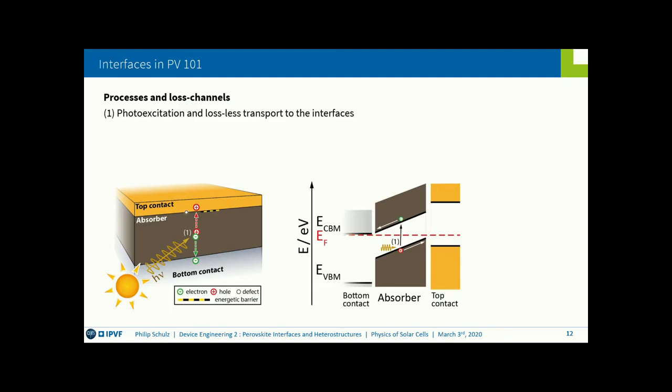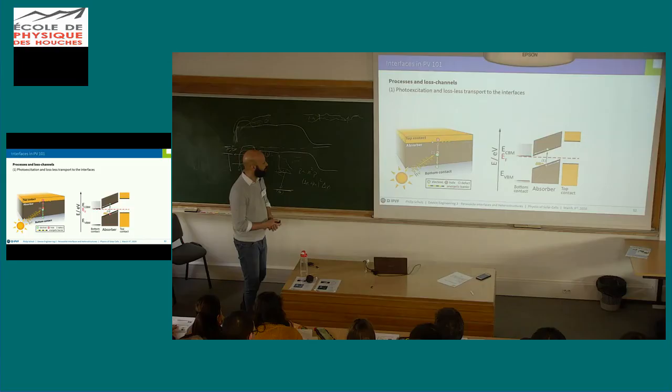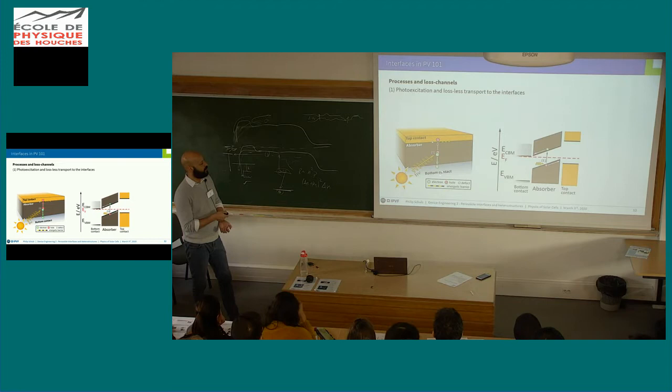Now, we stick with the simplified picture, as I said, and here for this prototypical thin film cell, we start with an absorber and just two contacts, the bottom contact for electron extraction and the top contact for hole extraction. And this is the, again, simplified energy diagram that I drew.